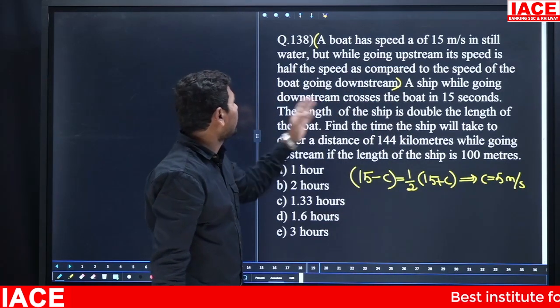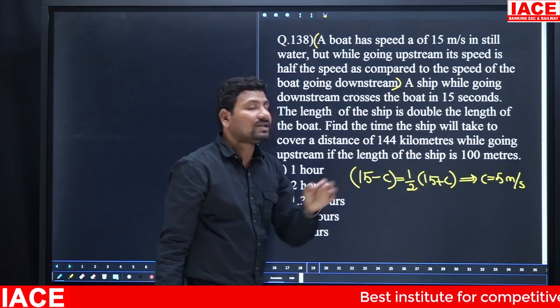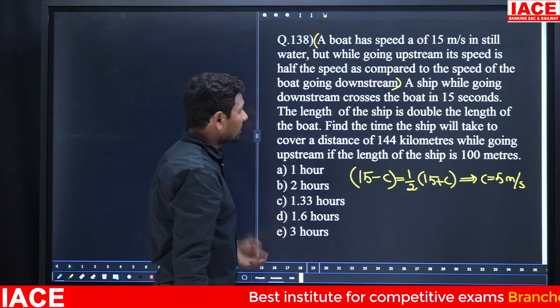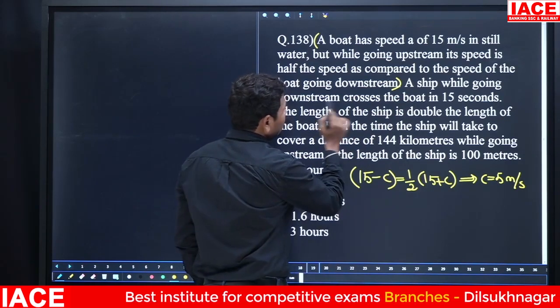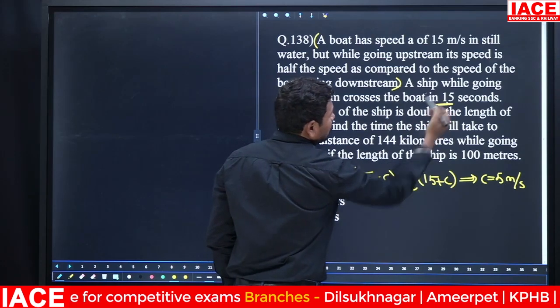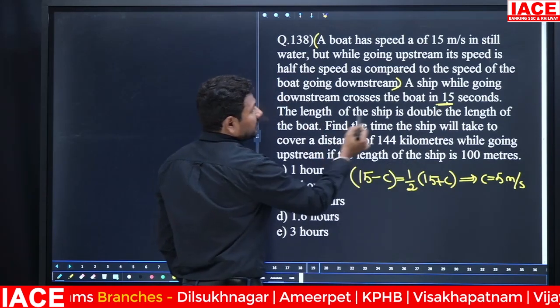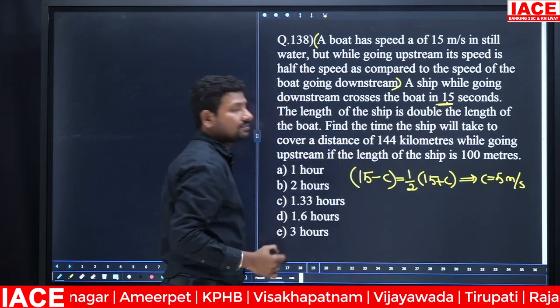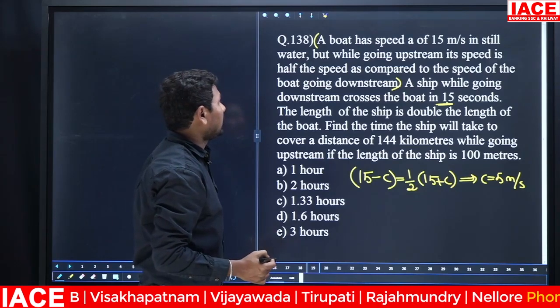Next, a ship going downstream crosses the boat in how many seconds? 15 seconds. So the ship going downstream crosses the boat in 15 seconds. The length of the ship is double the length of the boat.